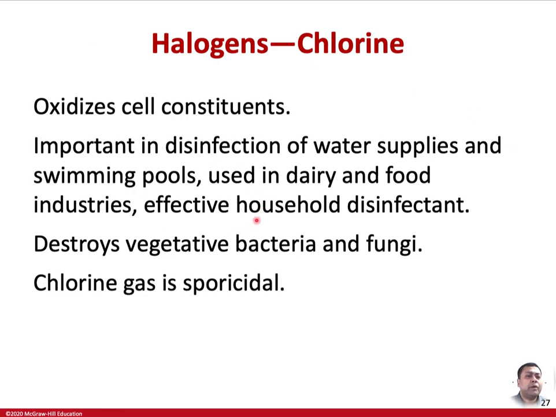Here you can see swimming pools, dairy food industries, and household detergents. We use chlorine or bleach all the time, even in laundries. They can destroy the vegetative bacteria and the fungi. On the other hand, chlorine gas we do not utilize in the household, but it is sporicidal as well. So these are very powerful disinfectants, and if you use chlorine gas, it could be a sterilant as well.